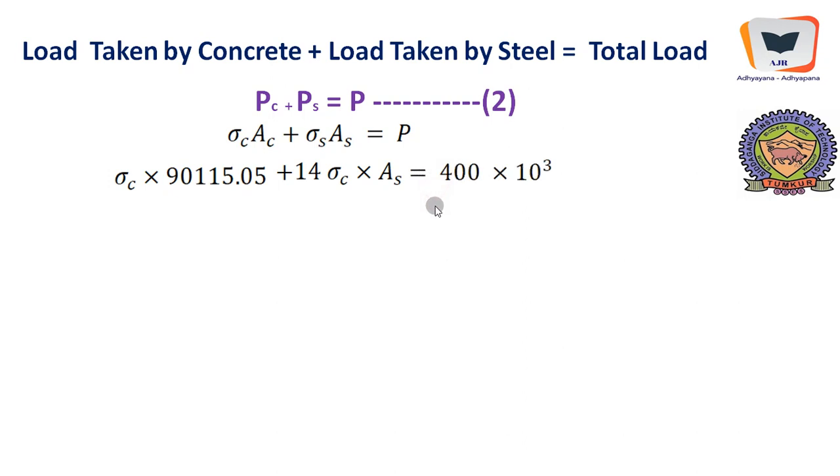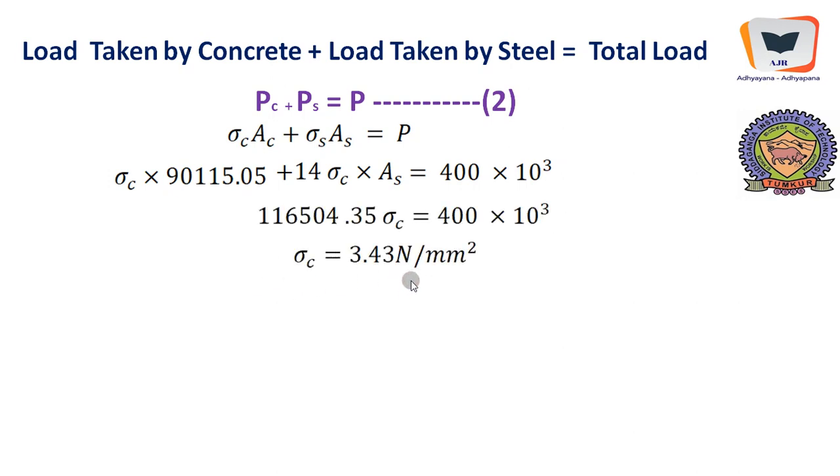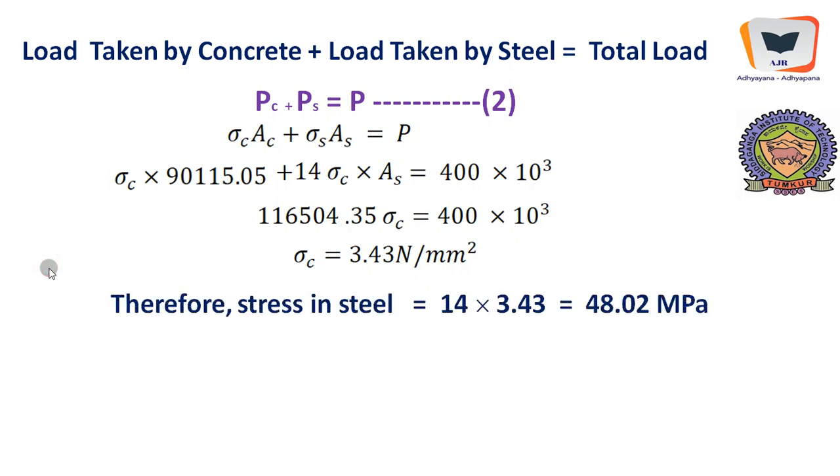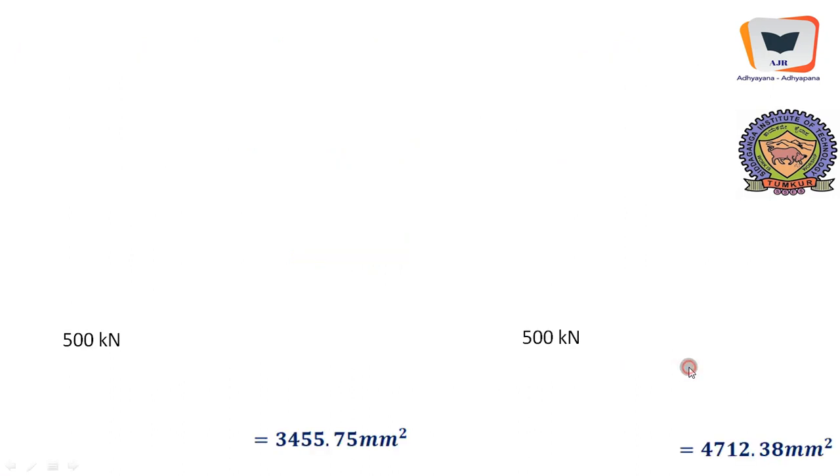So equal to 400 into 10 to the power of 3. This is the applied load, 400 kilonewton converted into Newton, and upon simplification we will get sigma c to be 3.43 Newton per millimeter square. Therefore stress in steel is 14 times 3.43, stress in concrete. It will get us 48.02 Newton per millimeter square.